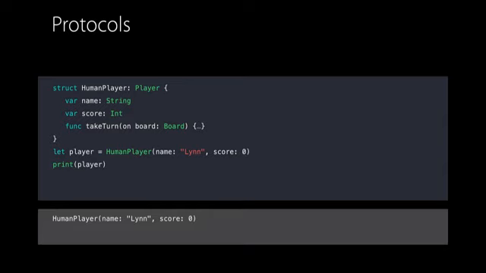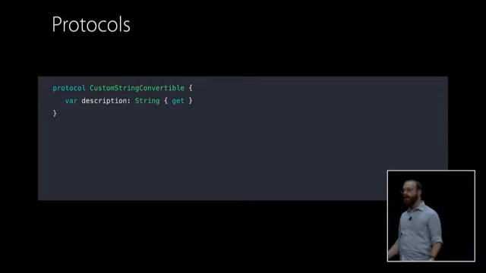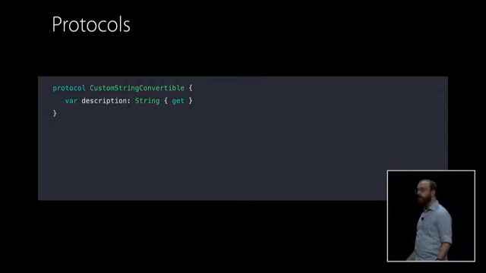The standard library also has a protocol called CustomStringConvertible, which lets you provide a custom description. And here's what that protocol looks like. It has one requirement, a description property. Any type that conforms to this protocol uses the custom description.